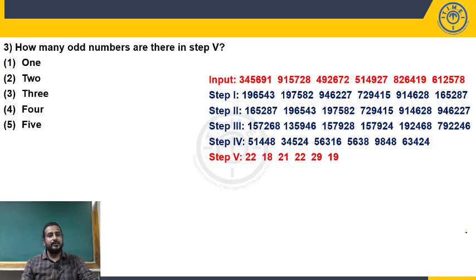How many odd numbers are there in step 5? Even, odd, odd, 3. So choice 3.